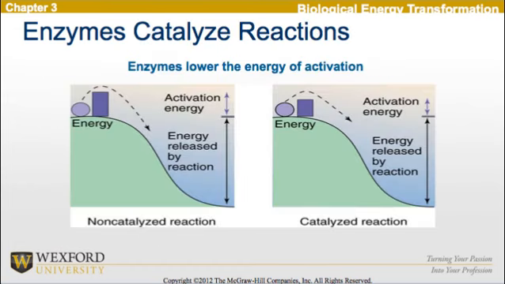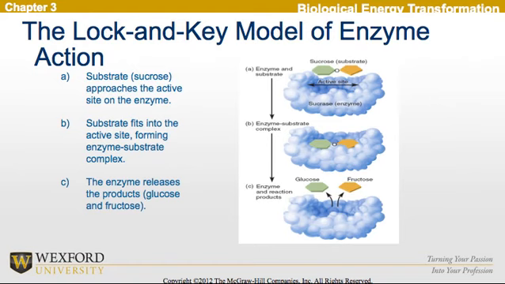Now again, looking at how enzymes catalyze reactions, the enzyme lowers the energy of activation for both a non-catalyzed reaction and a catalyzed reaction. Now, looking more specifically at the lock and key model of enzyme action, you have a substrate such as sucrose that approaches the active site on the enzyme. The substrate fits into the active site, forming an enzyme-substrate complex. Ultimately, the enzyme releases the products glucose and fructose.